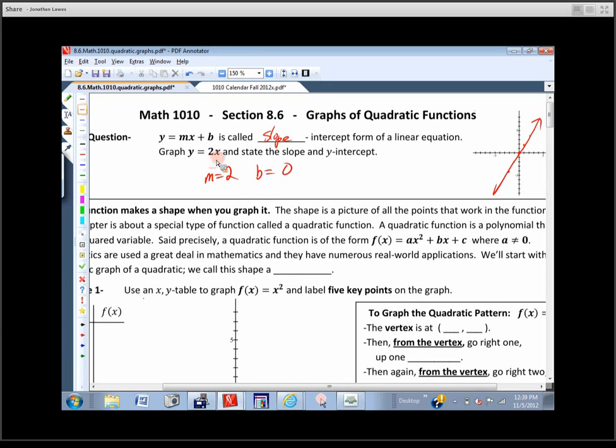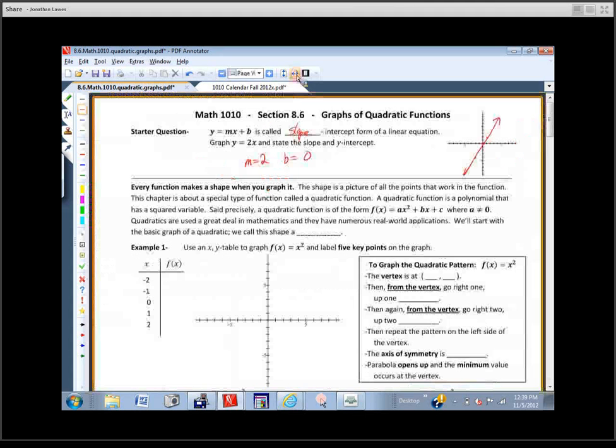Whatever the number is that I plug in, I just simply double it. So if I went over to 400, I'd go up to 800. If I went back to negative 10, I'd go down to negative 20. Okay? So that's the shape that that particular graph makes, and it's a graph that we're reasonably familiar with.